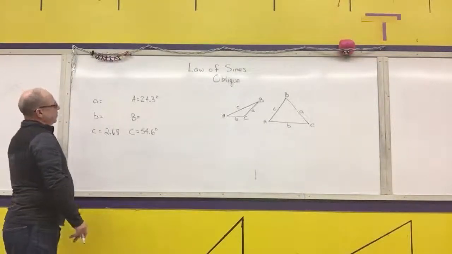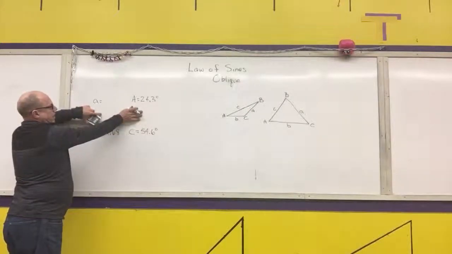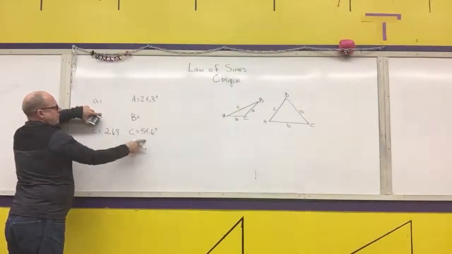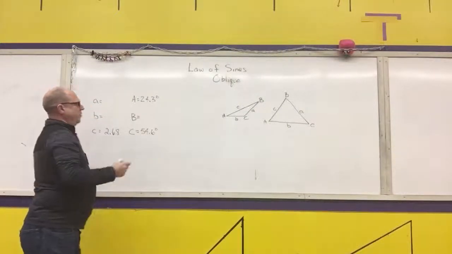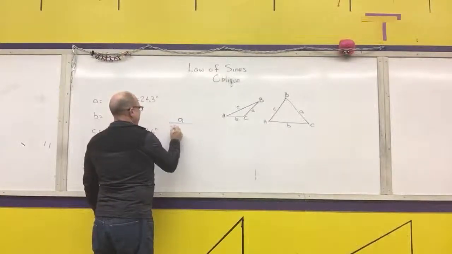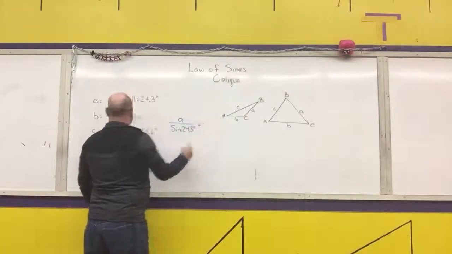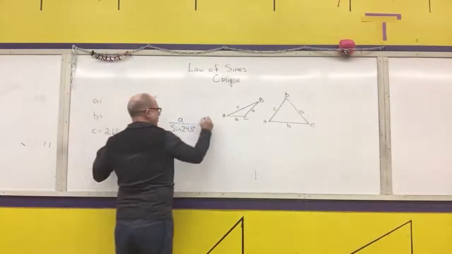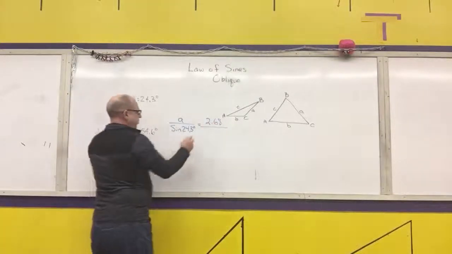Okay, so first thing I'm going to do is look at what I have. I have A's and C's, and I'm solving for little a, so that's the form of the law of sines I'm going to use. I'm going to write a over the sine of 24.3 degrees is equal to little c, 2.68, over the sine of 54.6 degrees.